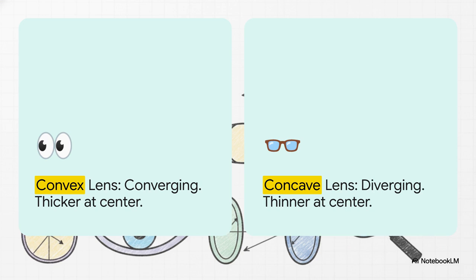Because of this specific shape, when parallel light rays pass through it, the convex lens acts as a converging lens. It forces all those light rays to bend inward, coming together toward a single principal focus point. On the flip side, we have concave lenses. These curve inward on both sides, meaning they're thinner at the center and thicker at the edges. This does the exact opposite.